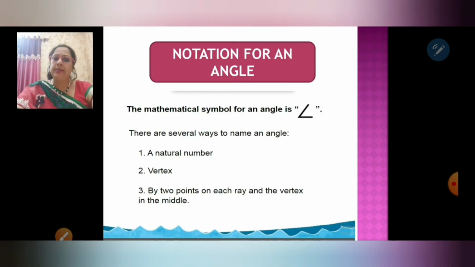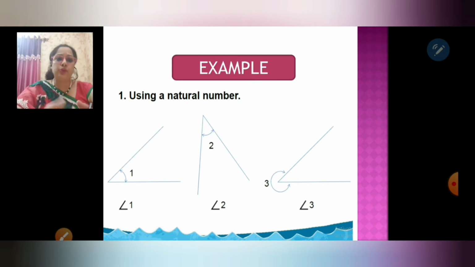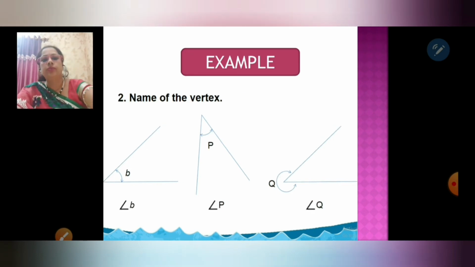The mathematical symbol for an angle is shown on your screen, and there are several ways to name an angle. We can use a natural number to name the angle. We can also use the vertex, or we can also use 2 points on each ray and the vertex in the middle for naming the angles. For example, using a natural number, we can name the angles as angle 1, angle 2 or angle 3. We can also name the angle by using the vertex like angle B, angle P, angle Q.